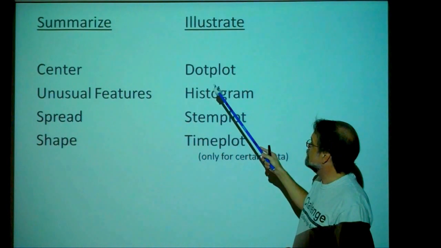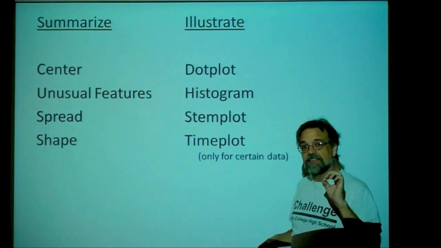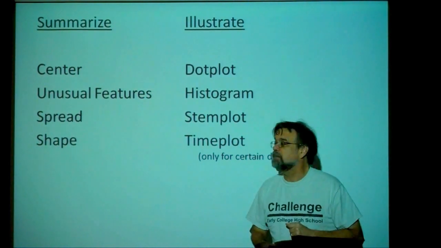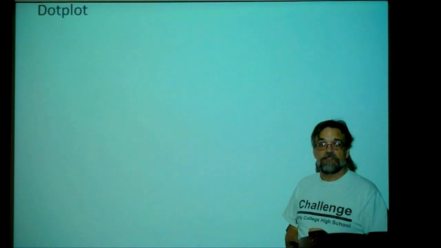All right, now, how to illustrate the data set? Well, we can use dot plots, we can use histograms, we can use stem plots, and sometimes, depending on the data set, we can use time plots. And we're going to look at all four of those today, all right? So, first off, the dot plot.